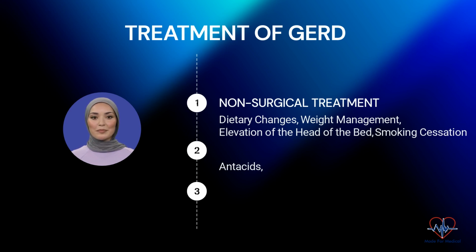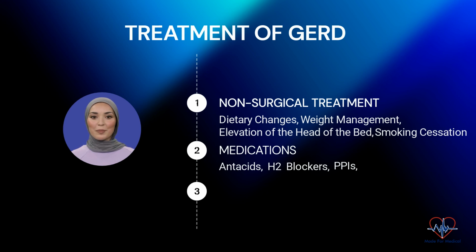Medications. Over-the-counter antacids, such as calcium carbonate or magnesium hydroxide, can provide temporary relief by neutralizing stomach acid. They are best suited for occasional or mild symptoms. H2 receptor antagonists, H2 blockers, medications such as ranitidine or famotidine work by reducing the production of stomach acid. They can be effective for mild to moderate GERD symptoms and are available over the counter or by prescription.